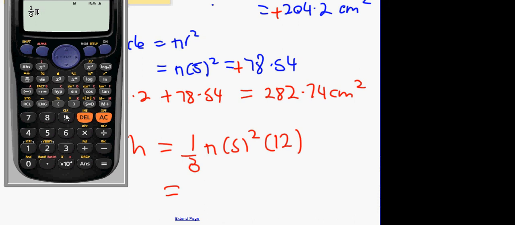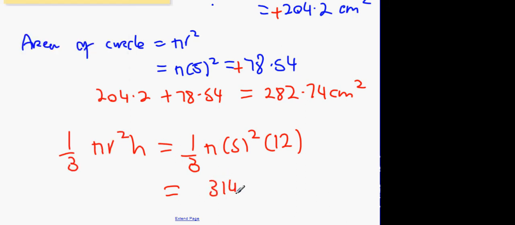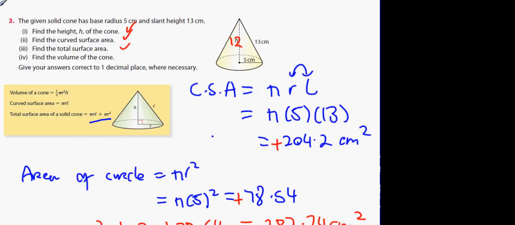What do you get? 100 pi, is it? Or 125, I'll find out now. 100 pi, which is 314.16 centimeters cubed or centimeters squared? Cubed. Remember, 2 lengths in the radius squared. The third length is the height. That means it's centimeters cubed.